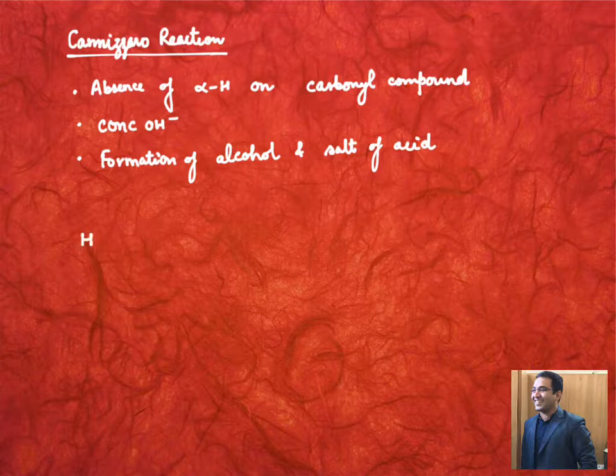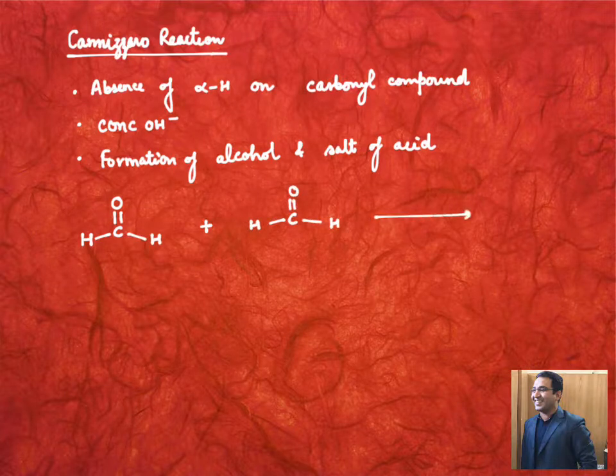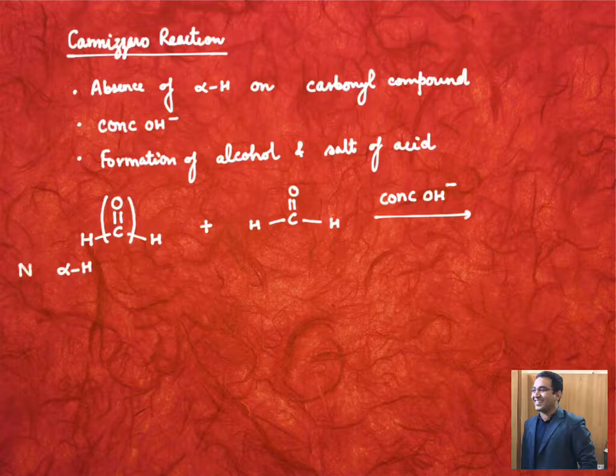To start off with the basic details, I am taking a very simple reaction where HCHO reacts with HCHO in presence of concentrated OH minus. Let's observe this reaction carefully. One thing is very clear: around the C double bond O, we can't mark any alpha hydrogen. There's no alpha hydrogen in both the reactants, so it is fulfilling the required condition. And the presence of concentrated OH minus ensures that this will act as a nucleophile.